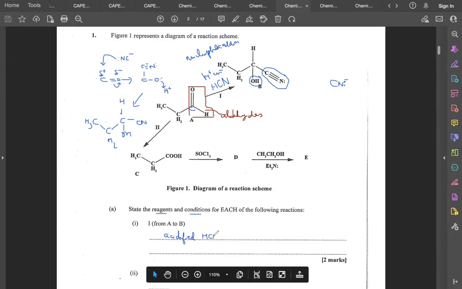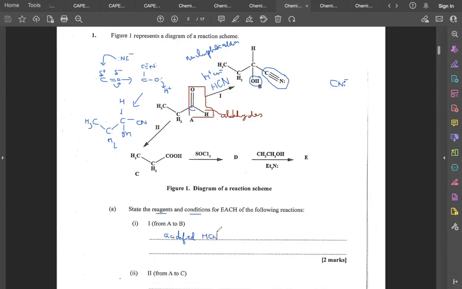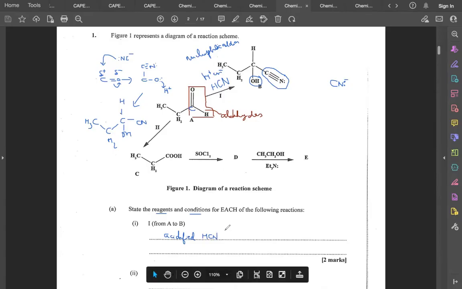Is that clear, guys? This, you can run that through one more time from the aldehyde to part 2. Okay.